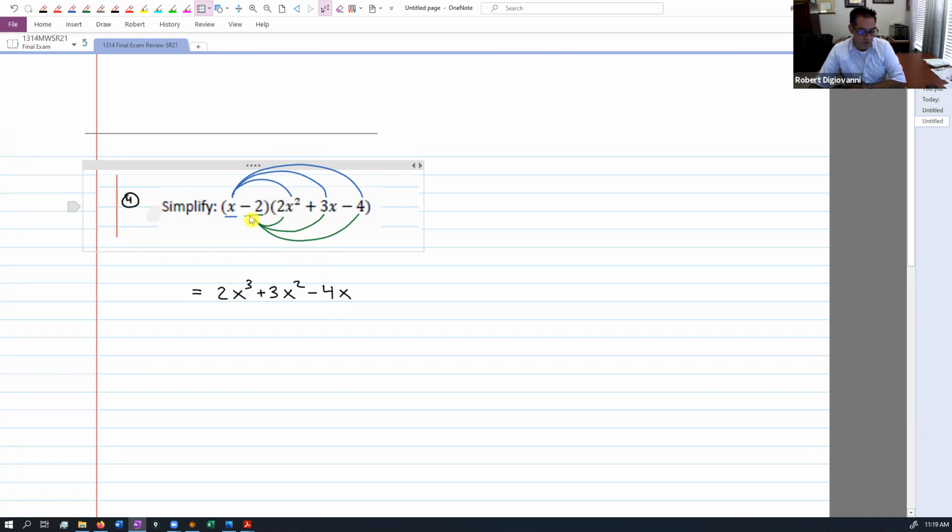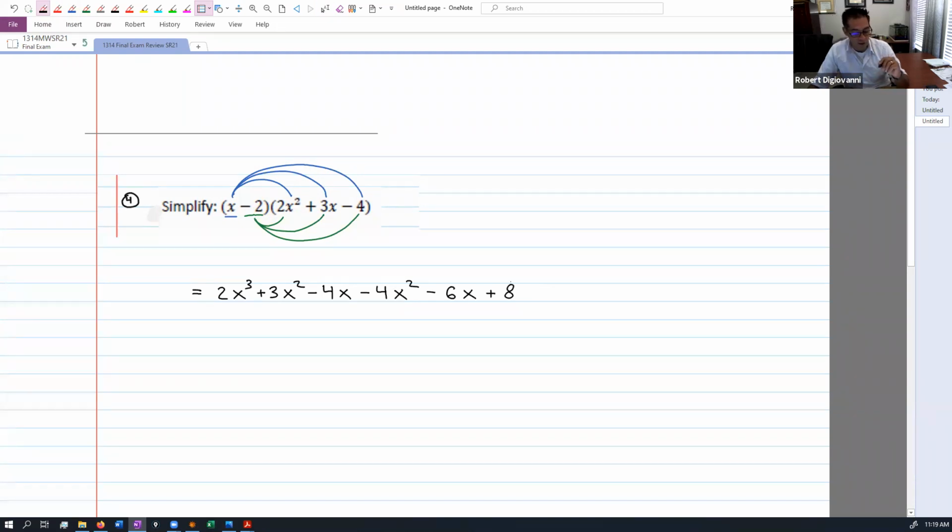Now I do all the green ones. So -2 times positive 2x squared gives me a -4x squared. And then -2 times positive 3x gives me a -6x. And then a -2 times a -4 gives me a +8. And this is not completely done yet.